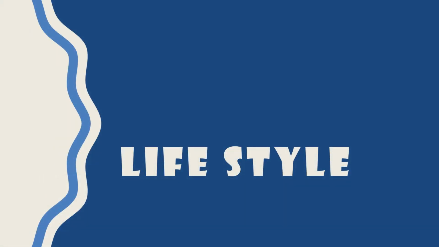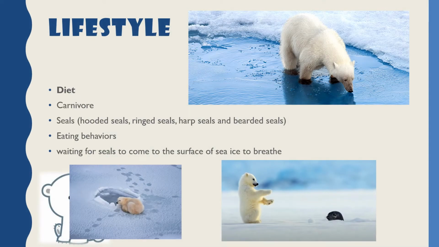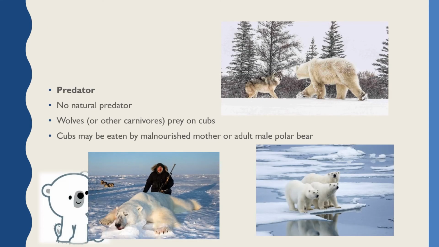Lifestyle of polar bear. Some types of seals found in the Arctic are hooded seals, ringed seals, harp seals, and beard seals. Polar bears eat them all, as seals are their main prey. Unlike other bear species, polar bears are almost exclusively meat eaters. They mainly eat ringed seals, but may also eat beard seals.